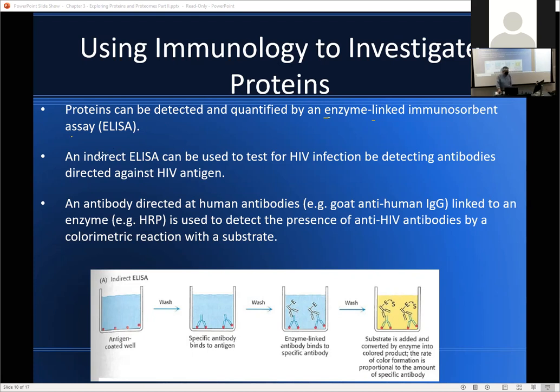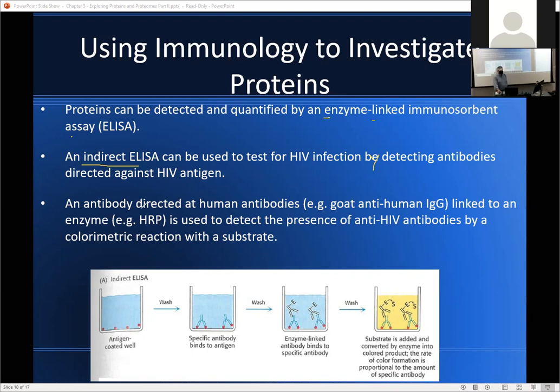So there's a couple different kinds we can do. We can do an indirect ELISA. We can do sandwich ELISAs. First, let's talk about indirect ELISAs. So an indirect ELISA can be used to test for HIV infection by, sorry, there's a lot of typos in this, by detecting antibodies directed against HIV antigen.